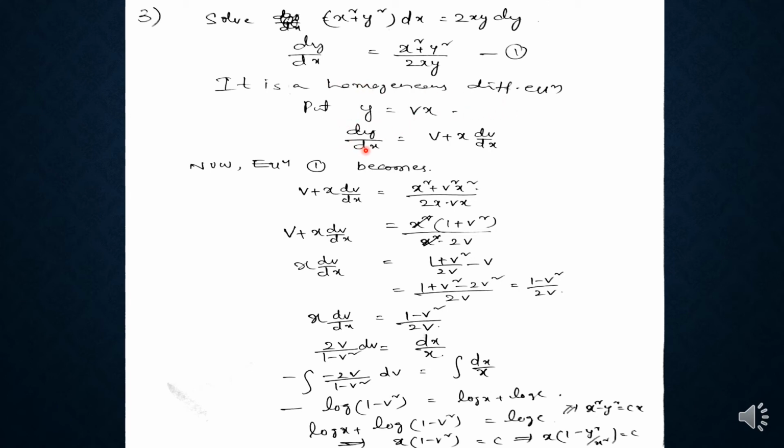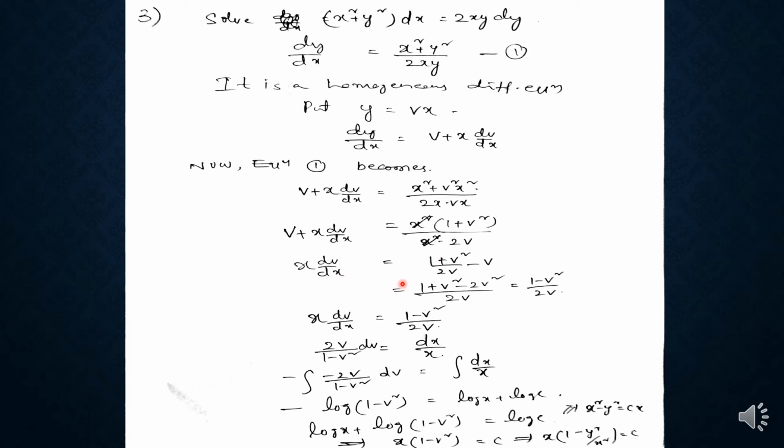That is dy by dx is equal to v plus x dv by dx. Now, by substituting the values of y is equal to vx and dy by dx is equal to v plus x dv by dx, equation 1 becomes v plus x dv by dx is equal to (x square plus v square x square) by 2x into vx. So x square plus y square means x square plus v square x square, and 2xy means 2x into vx. So v plus x dv by dx is equal to, by taking x square as common, x square into (1 plus v square) by 2v.